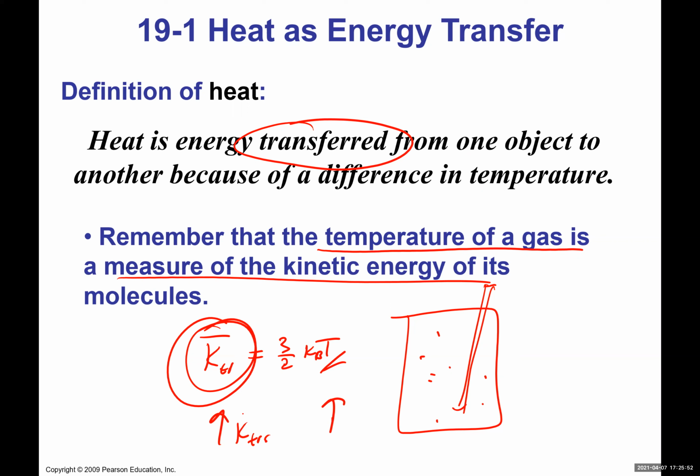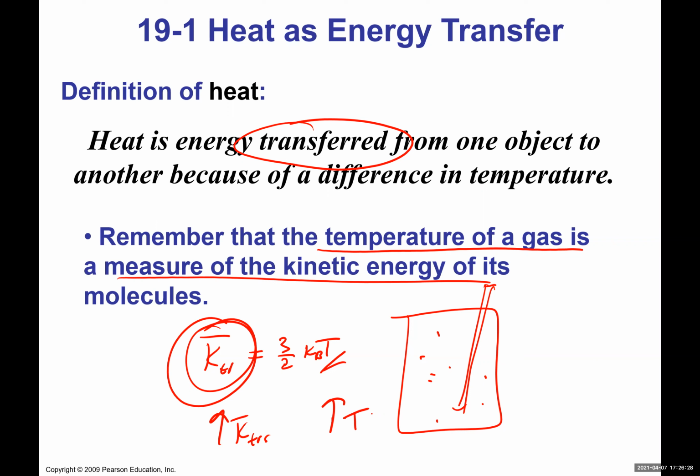So as the average translational kinetic energy increases because your molecules are gaining energy and can move faster, that gives you an increase in temperature. That's why if you remove energy from them, they're going to start moving slower, which means they will have a lower average translational kinetic energy, and the temperature of your system will decrease. So temperature is not just hotness or coldness, but is in terms of average translational kinetic energy.